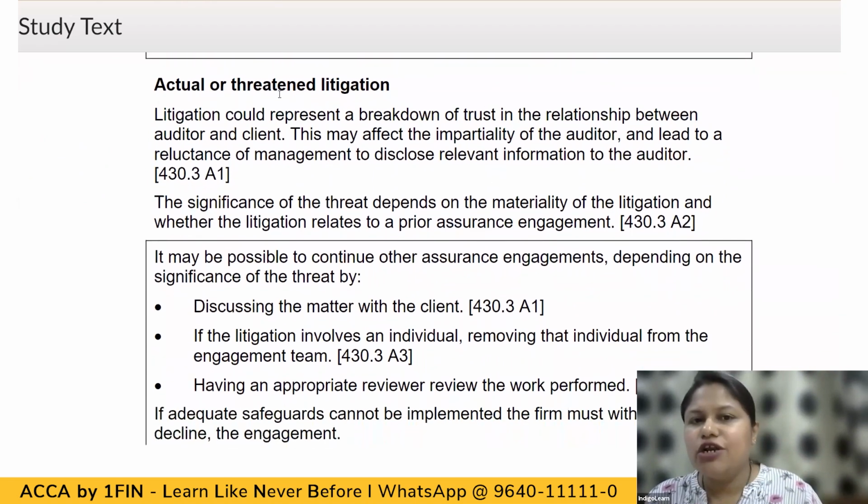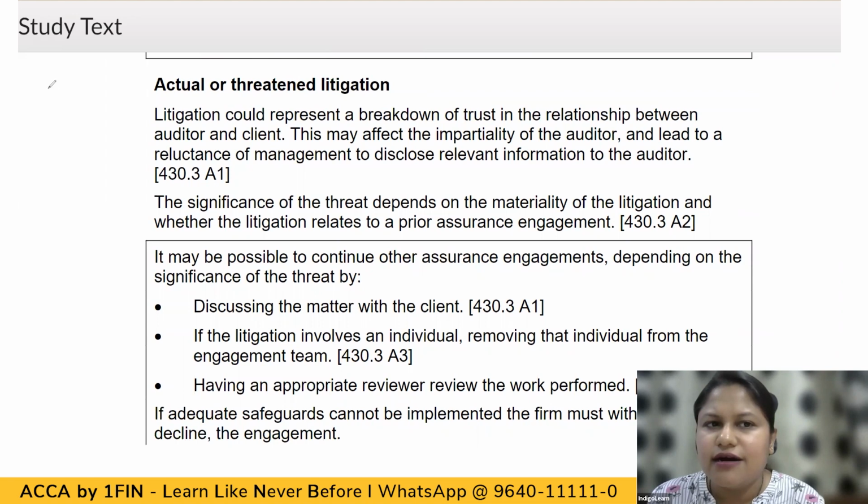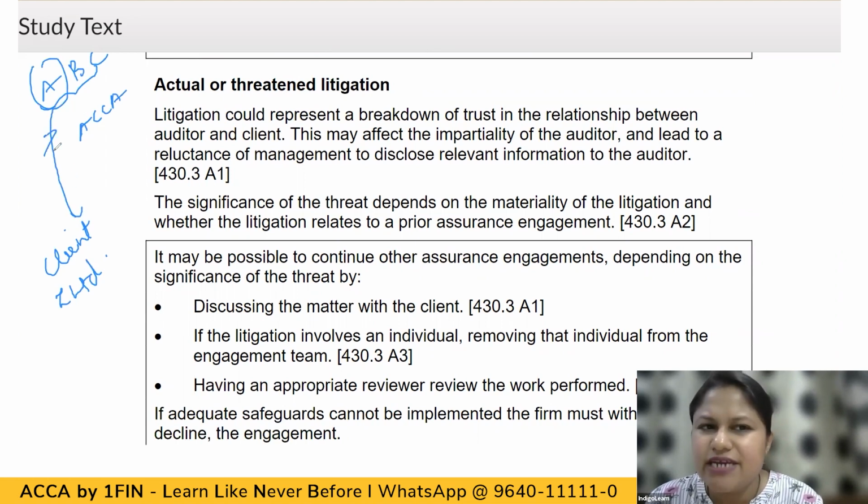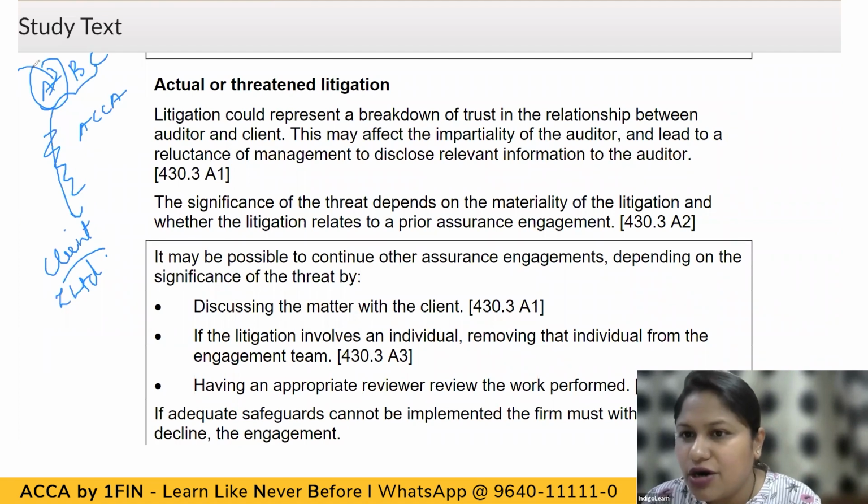Now, actual or threatened litigation. Okay, actual or threatened litigation is, maybe there is a firm. The firm has three partners, A, B, C. It's an ACCA firm. They're doing the audit of one of the clients, and the client is maybe Z Limited. Now, A was actually doing the audit of Z Limited, but something went wrong during the course of the audit. Now, Z Limited is threatening that, look, A, you better do it. If you do anything wrong or if you don't change it, we will bring a case against you, or we'll file a case against you. So now, obviously, to escape from this, your interest will be involved.